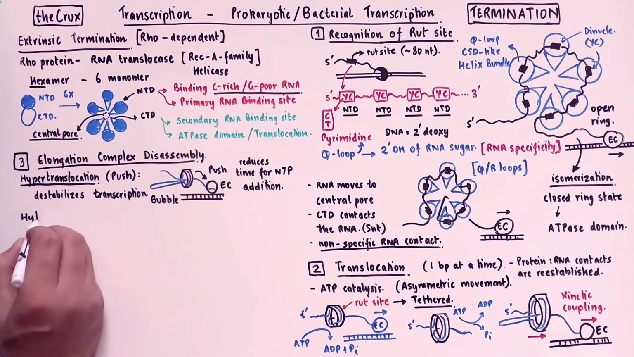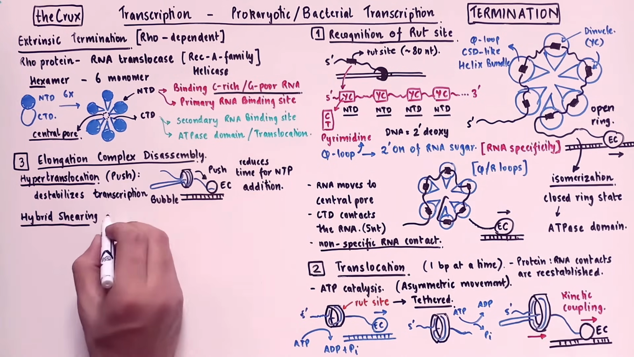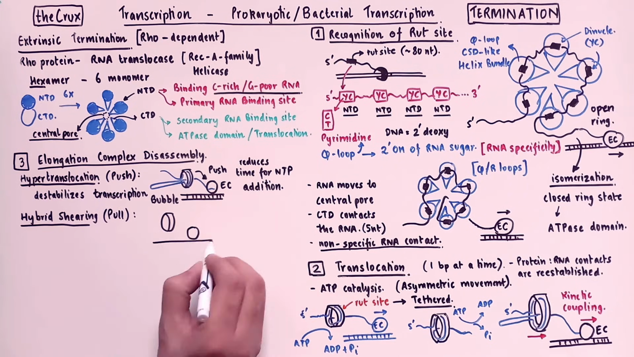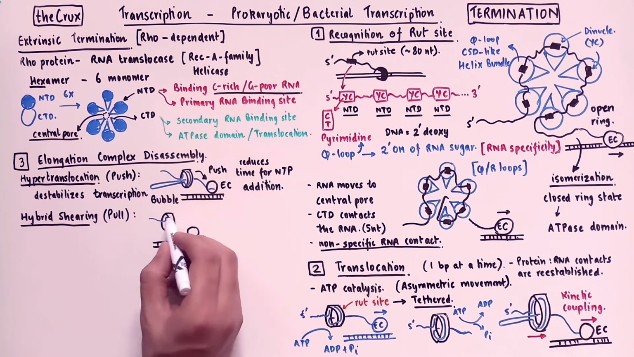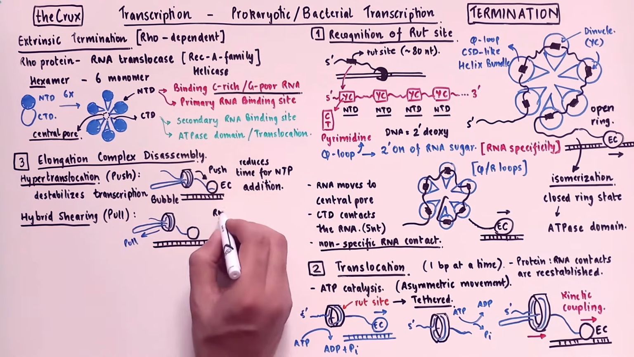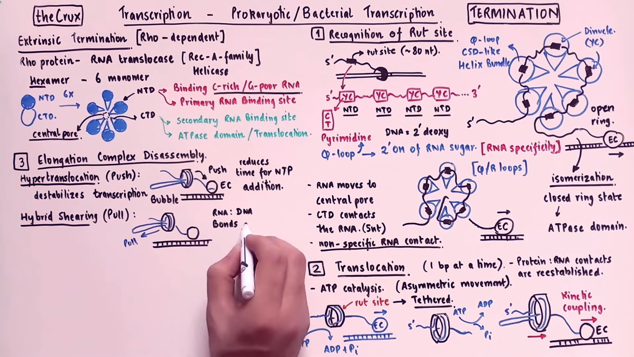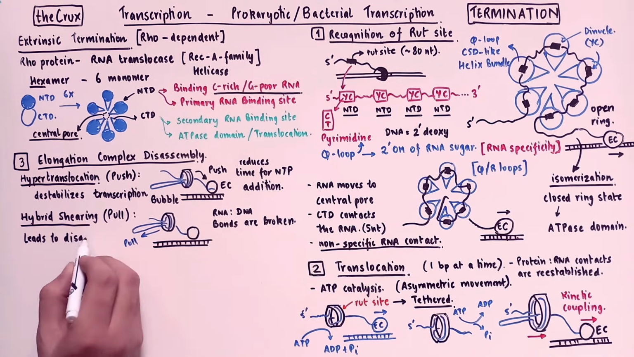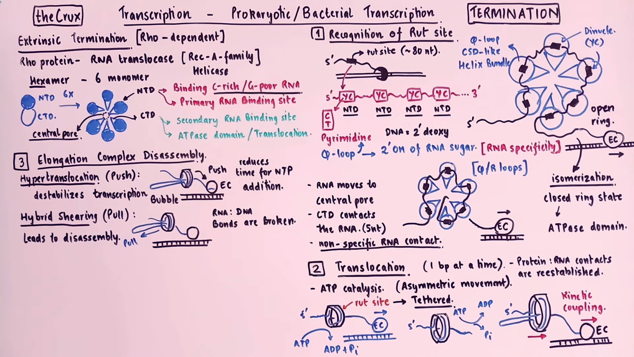The second model is the hybrid-shearing, also known as the pull mechanism. In this, the Rho protein approaches the elongation complex, but the dominant force now is the looping of RNA. So the Rho pulls out the RNA from the RNA-DNA hybrid by breaking the bonds, and this leads to the elongation complex disassembly, which terminates the transcription.